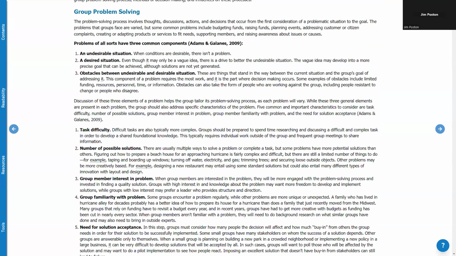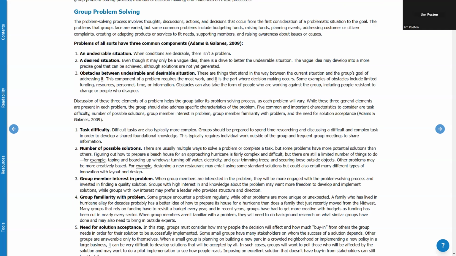The problem-solving process involves thoughts, discussions, actions, and decisions that occur from the first consideration of a problematic situation to the goal. The problems that groups face are varied, but some common problems include budgeting funds, raising funds, planning events, addressing customer or citizen complaints, creating or adapting products or services to fit needs, supporting members, and raising awareness about issues or causes.